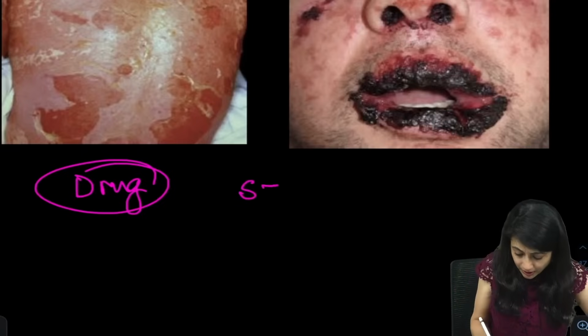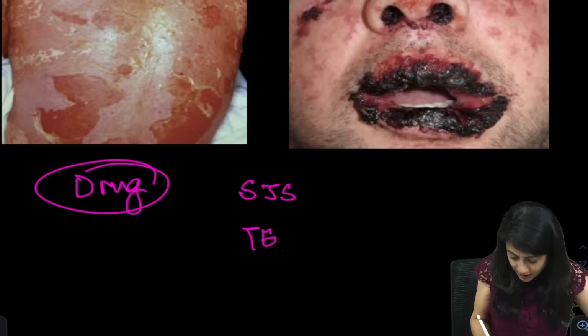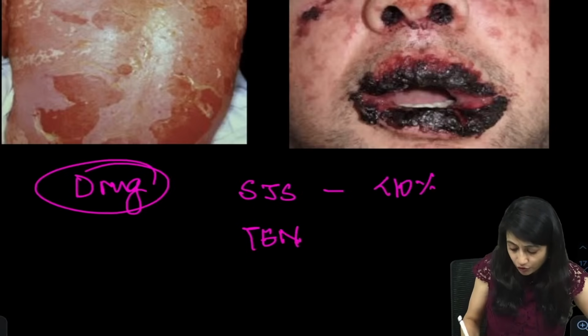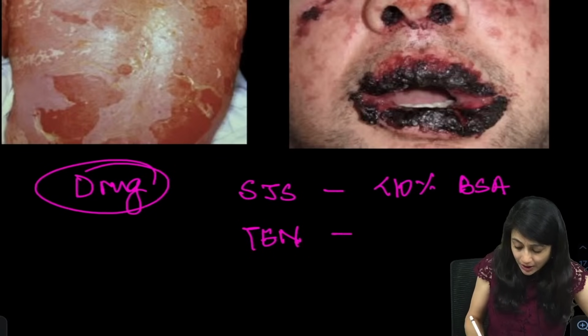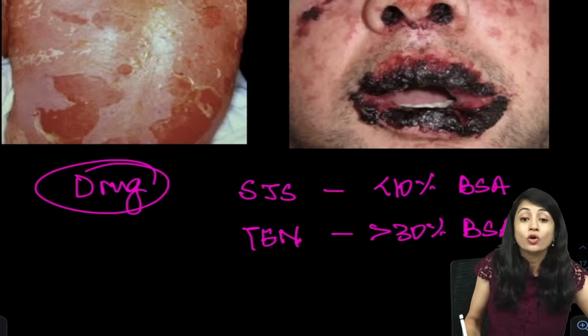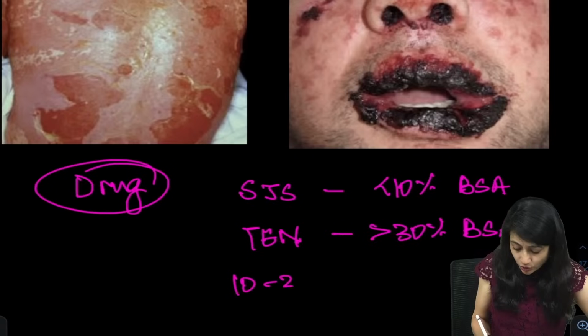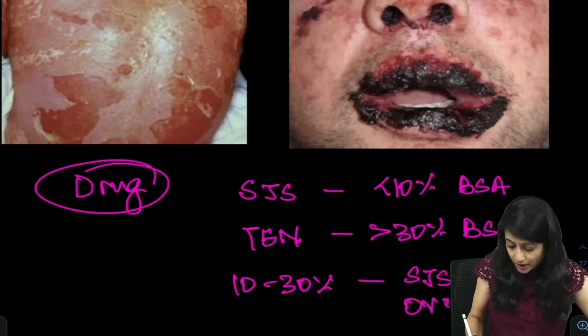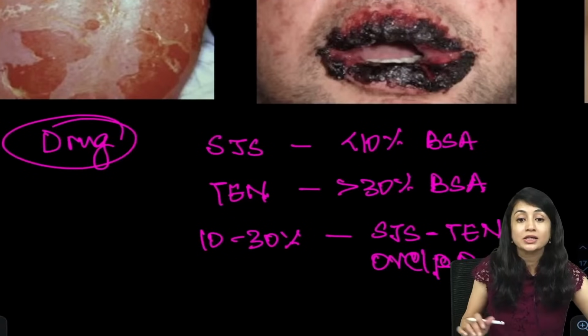Then another thing that you should know about SJS TEN: when do we call it SJS? When there is less than 10% of body surface area involvement, and when there is more than 30% body surface area involvement, I call it TEN. In between 10 to 30%, it is called SJS TEN overlap. Okay, what is the score which is done to predict the mortality in SJS TEN?